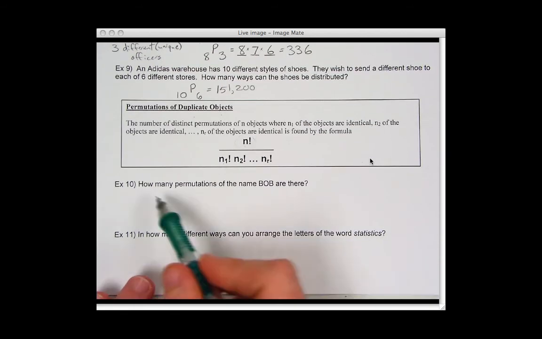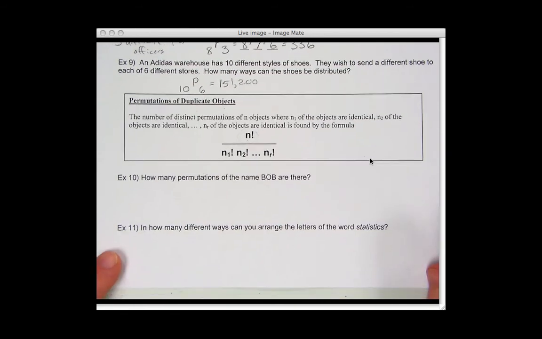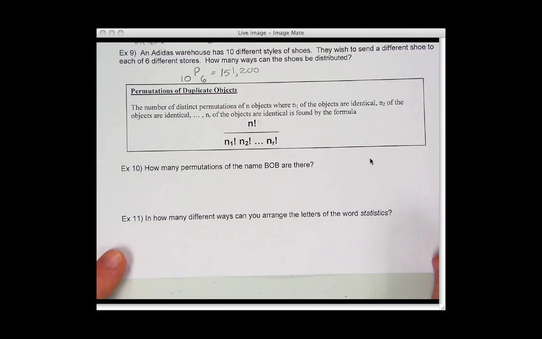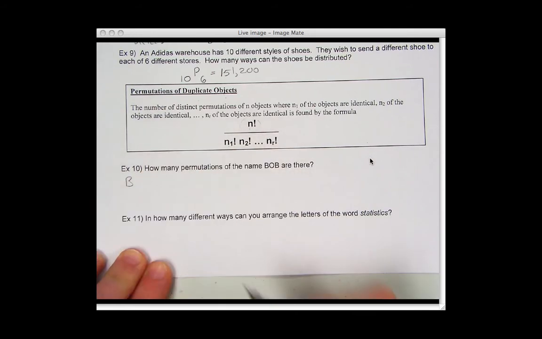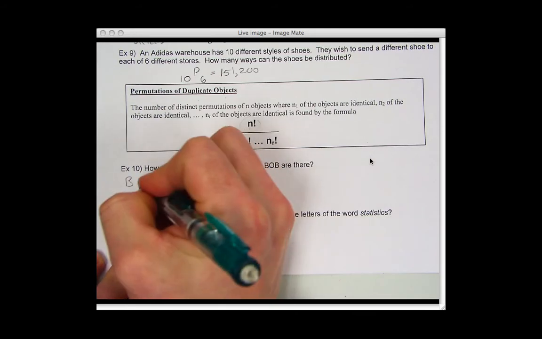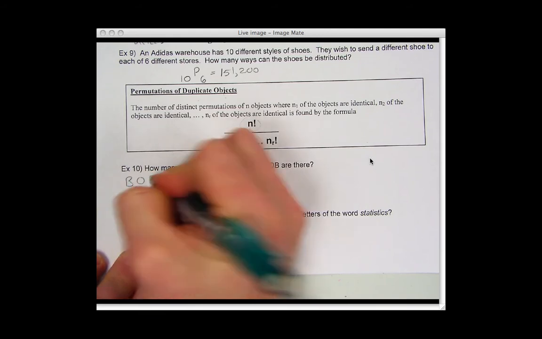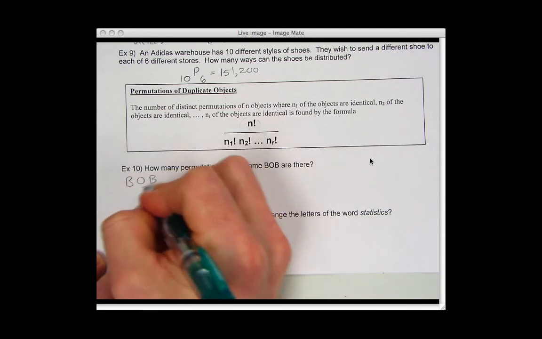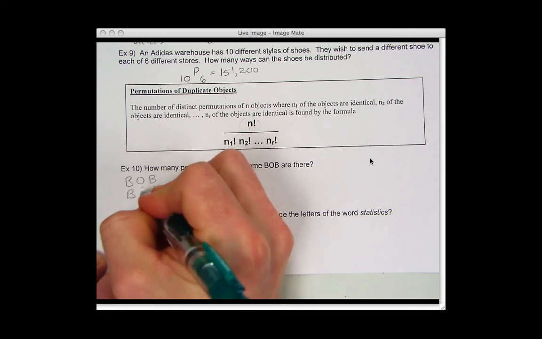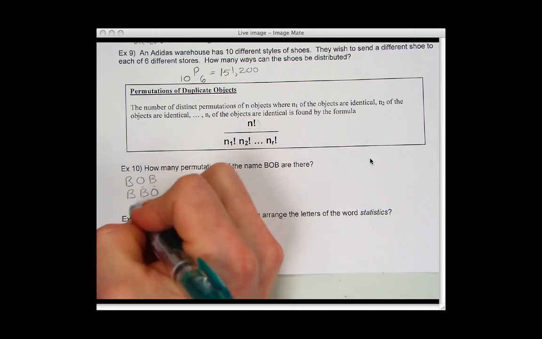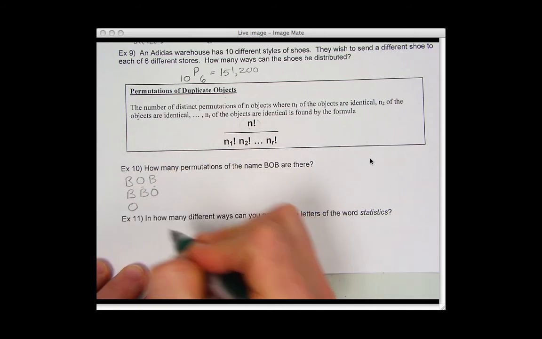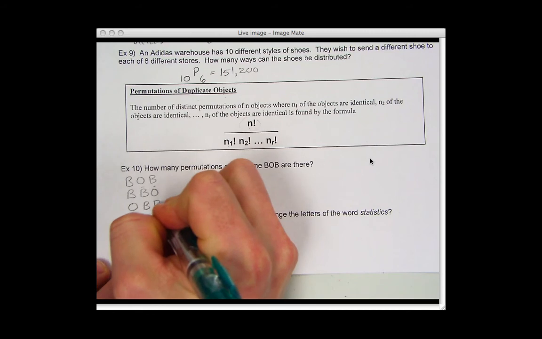Okay, so it says how many permutations of the name Bob are there? Before we get into the formula, let's just draw them out. You can start with the B, and then your other 2 choices are an O and a B. Then you can flip-flop the O and the B. And then you could also start with an O, and then you would have 2 B's.